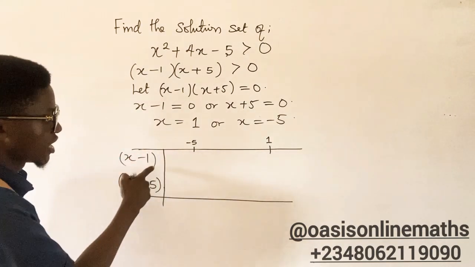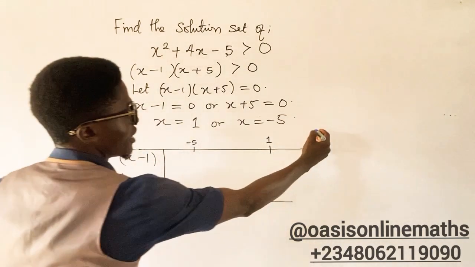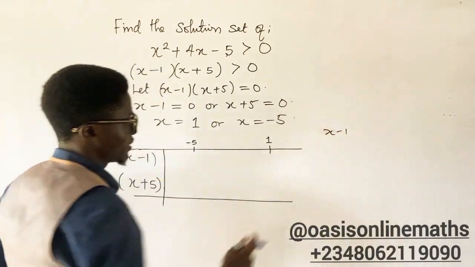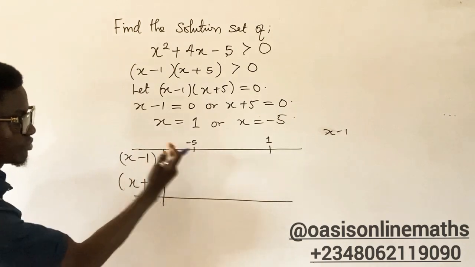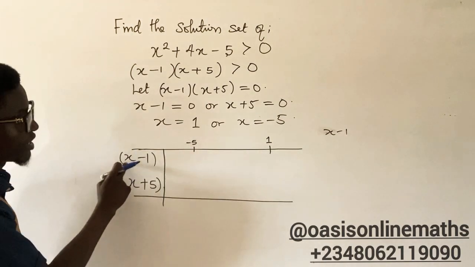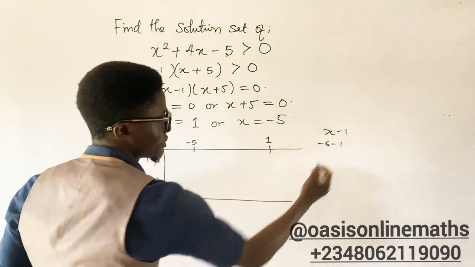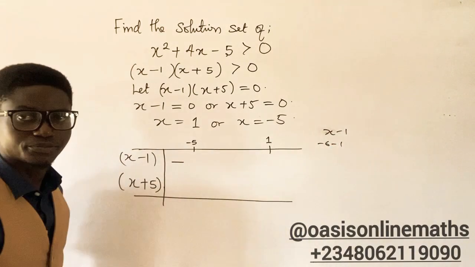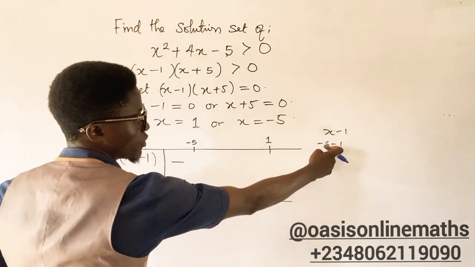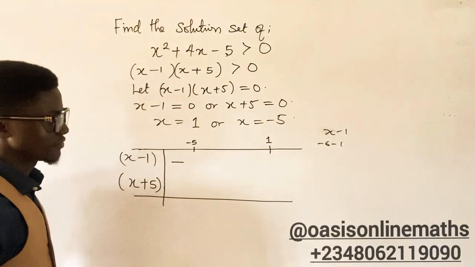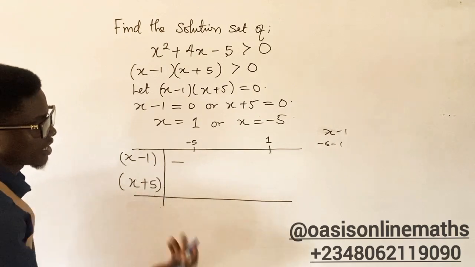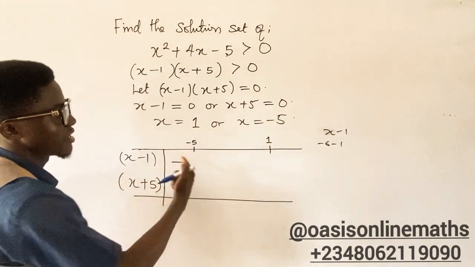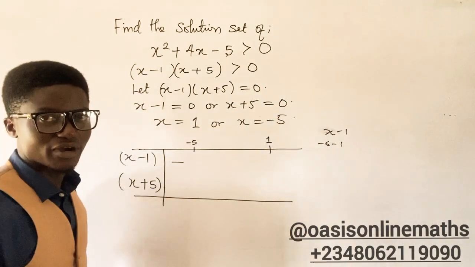So if we put minus 6 here, in x minus 1, let's assume our x is minus 6 now. Picking minus 6, that is below here, we have minus 6 minus 1, which gives us minus 7. Hence, we put a negative sign here. Now, let's move further. Between minus 5 and 1, there is a series of many numbers there.